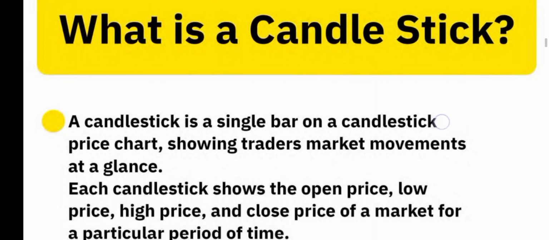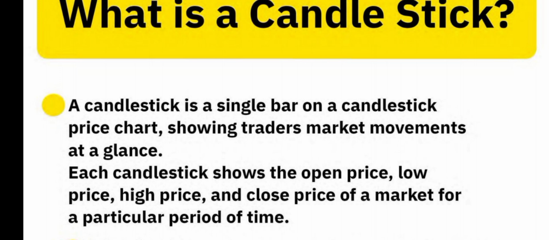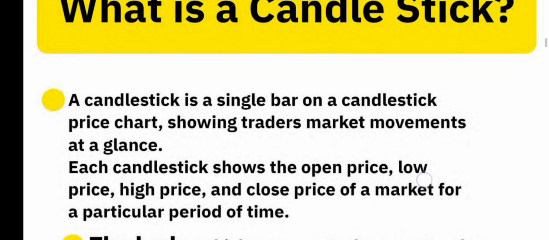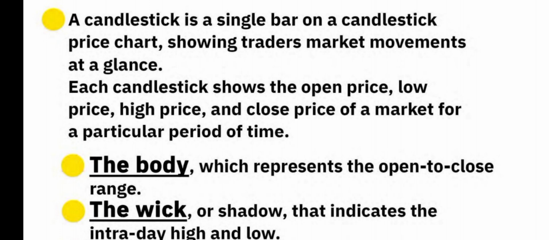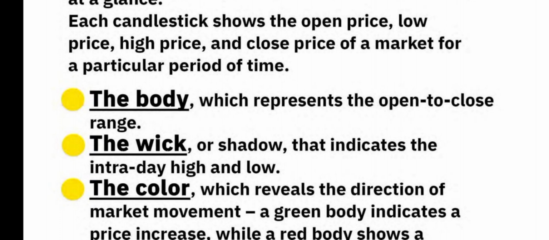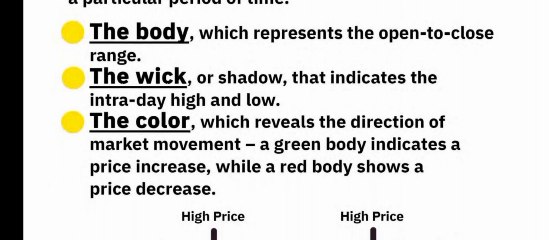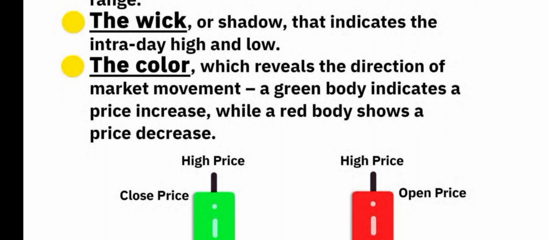Okay, what is candlestick? A candlestick is a single bar on a candlestick price chart showing traders market movements at a glance. Anyway, I'm going to walk through. Each candle shows the opening price, low price, high price, close price of the market. The candle comprises three parts: the body, which represents the open to close, then the wick, which can also be called shadow, that indicates intraday high and low. And then the color, which reveals the direction of the market movement.